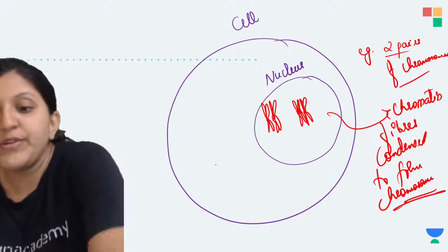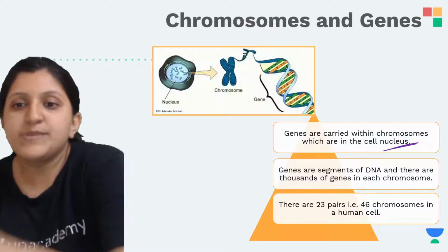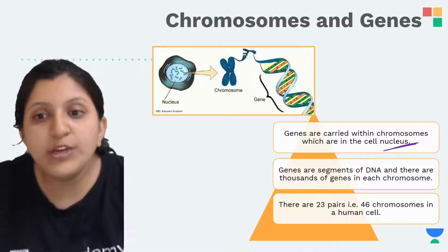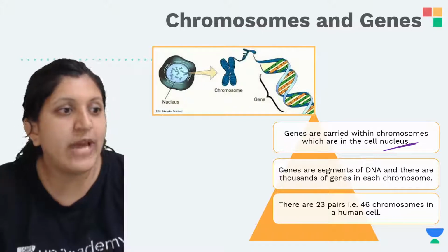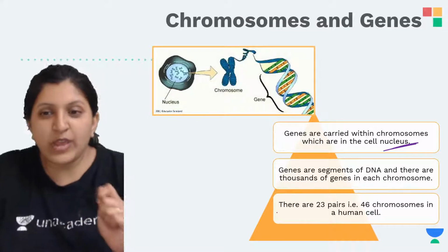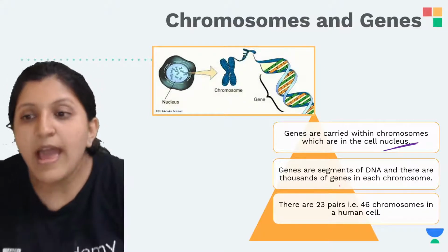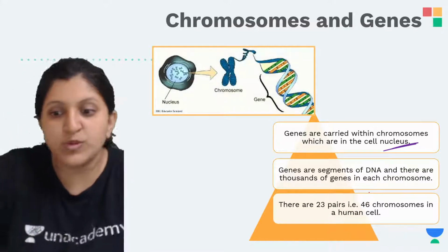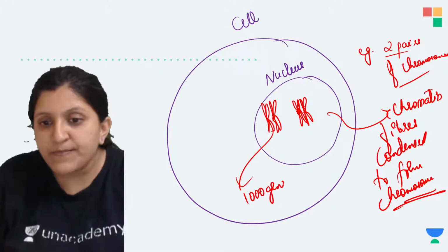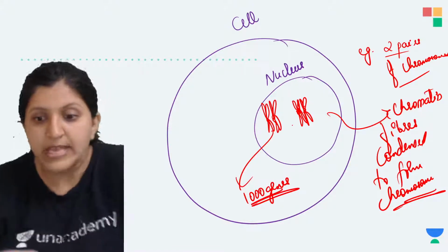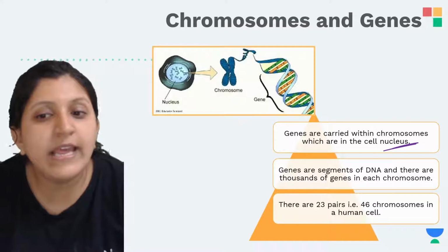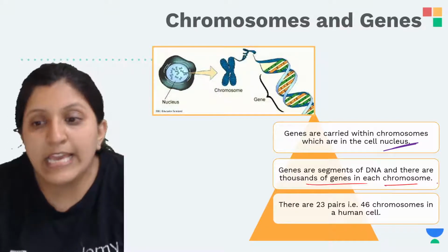Now with respect to that, let's see this part. Genes are carried within the chromosome, which is in the cell nucleus. Genes are segments of a DNA. You can find tiny segments of a DNA, and there are thousands of genes in each chromosome. Each chromosome can have thousands of genes. It need not be only one gene always.